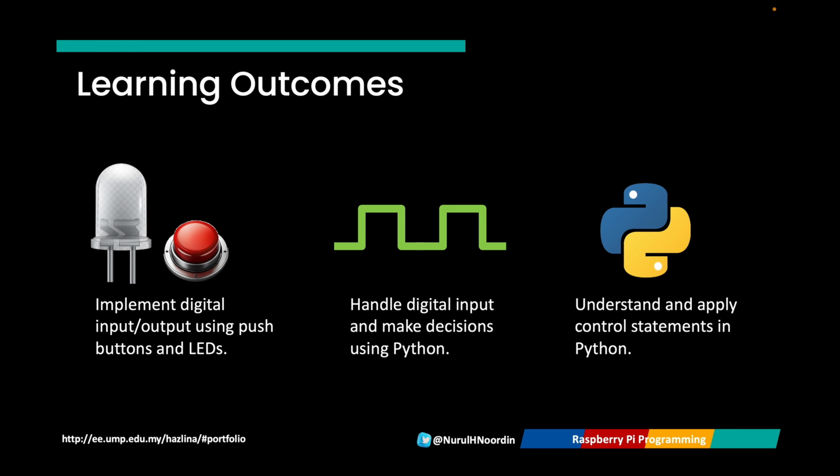This module directly supports the overall learning outcome of this course, developing a functional Python program using appropriate control structures. By the end of this chapter, you'll be able to write Python scripts that respond to user input, control external devices, and make logical decisions in real time. These skills are fundamental for digital making applications, such as implementing digital input-output using push buttons and LEDs.